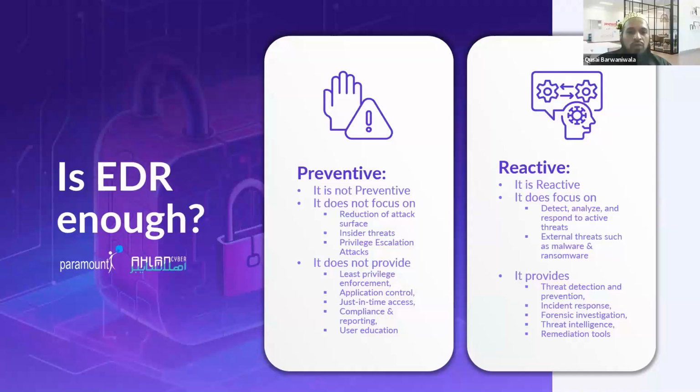What it also does not do is it does not enforce least privilege. It does not do application control or control which applications a user can or cannot run. It does not provide you just-in-time access, right? It does not focus on compliance reporting, or it does not provide user education. That's a very important piece. While we will do a demonstration, it will become more clear how there are solutions on endpoint privilege management, which helps users become more aware of why and when they should possibly try to access something or not.